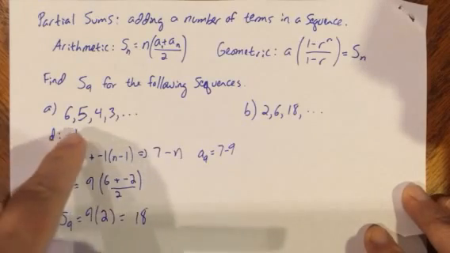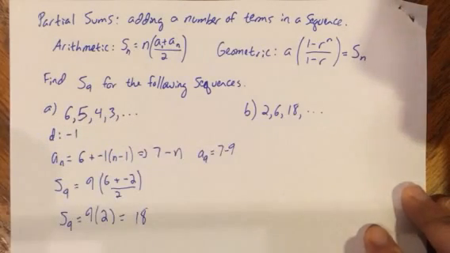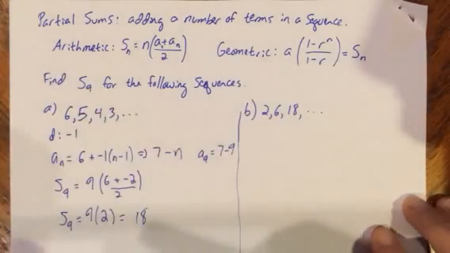And done. If I went ahead and did the first 9 terms of this and added it all together, I should get 18. You can check it if you want. I'm going to trust myself.